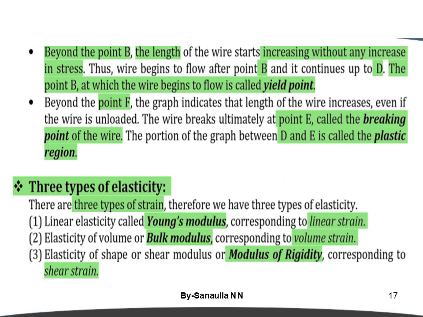So beyond the point B, the length of the wire starts increasing without any increase in stress. Thus the wire begins to flow after point B and it continues up to D. The point B at which the wire begins to flow is called the yield point. Beyond the point D, the graph indicates that the length of the wire increases even if the wire is unloaded. The wire breaks ultimately at point E, called the breaking point of the wire.